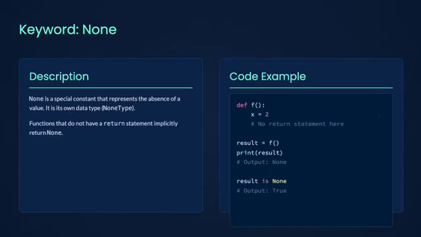Our last keyword is None. None is a special value that represents the absence of a value. It's not a zero, it's not False, and it's not an empty string. It's just a nothing. The most common place you will see this is with functions. If you have a function that doesn't have a return statement, it automatically returns None. So in our example, the function f runs, but it never returns anything. When we capture its output in the result variable, the result is None. This is a great way to check if a function has successfully returned a value or not.